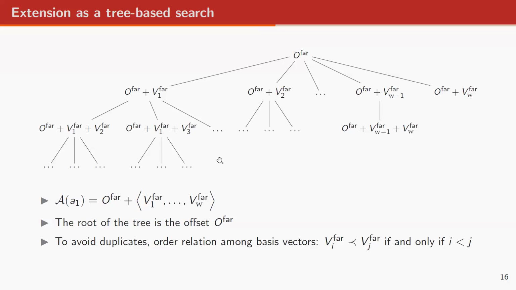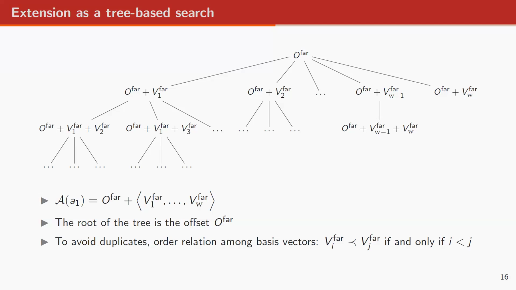Okay, so to explore this space, we see its elements as nodes of a tree, where at the root we have the offset, and then all nodes can be obtained by adding the offset and a linear combination of the basis vectors. So for instance, if we take this node given by the offset plus the vector v1, we can obtain all its children by adding the other basis vectors.